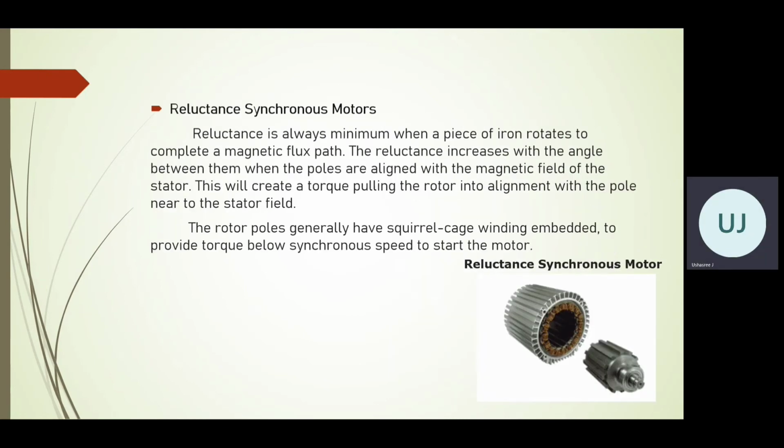Next is the reluctance synchronous motor. Reluctance is always minimum when a piece of iron rotates to complete a magnetic flux path. The reluctance increases with the angle between them when the poles are aligned with the magnetic field of the stator. This will create a torque pulling the rotor into alignment with the pole near the stator field.